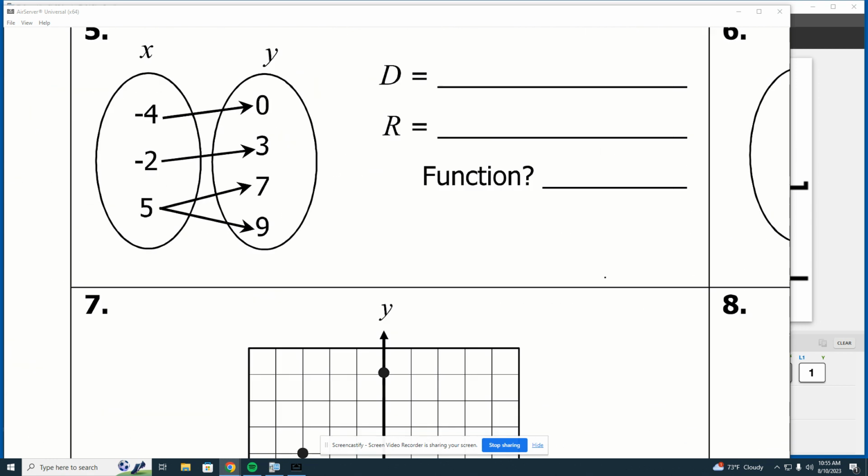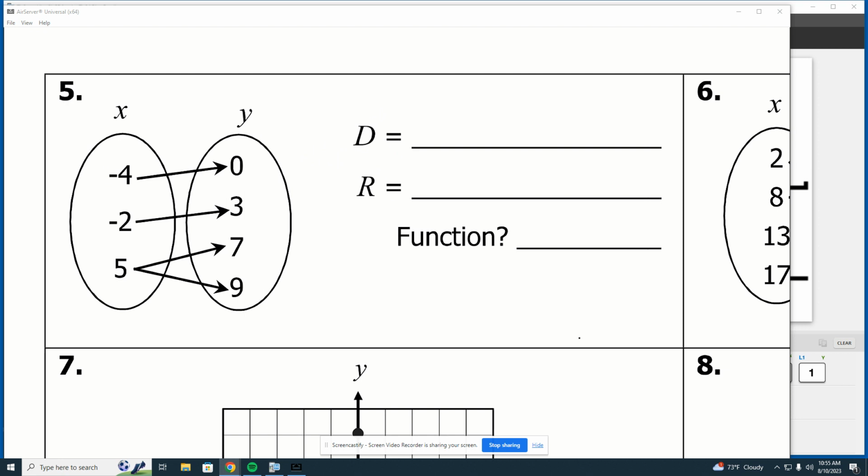Okay? All right, let's move on to the back. My favorite, the mappings. The reason this is my favorite is you don't even have to think. When they map it, they literally have your X's circled in one circle. Well, an oval, I guess. And then they have your ranges, your Y's, in one oval. And I'm almost positive I've never seen a mapping where they're not even put in order already. So my domain here is what, y'all? -4, -2, 5. And then my range? 0, 3, 7, 9.